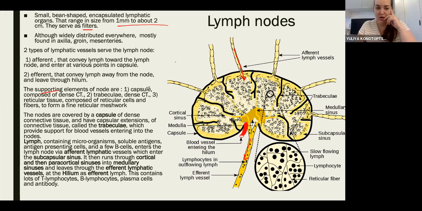Supporting elements are the capsule, dense connective tissue. It sends deep protrusions, which we call trabeculae. There's also reticular tissue, which is just loose connective tissue with reticular fibers, reticular cells, and so on. Now, this is quite important as well. In your slides, it's the older version, so you need to modify something here.